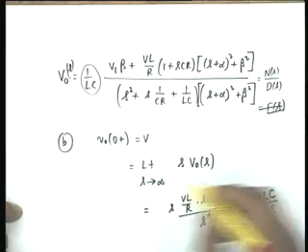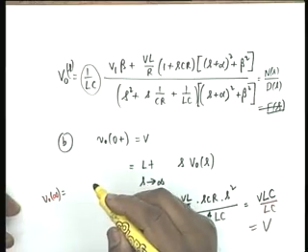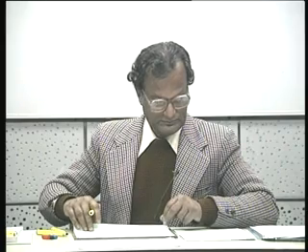Now, if I want to find out V0 of infinity, then the final value theorem says that the final value theorem is valid under a certain constraint. What is the constraint? You have done Laplace transform in signals and systems. What is the constraint on the final value theorem?